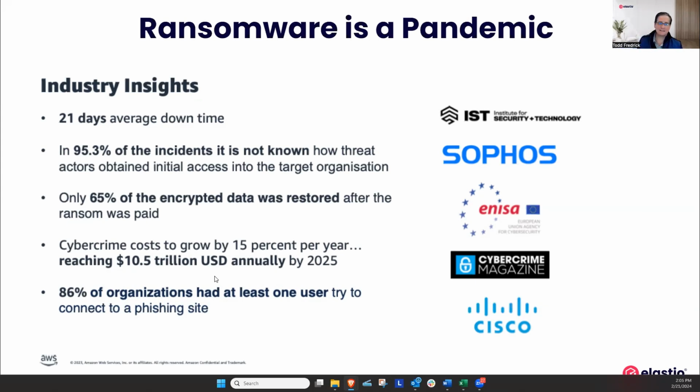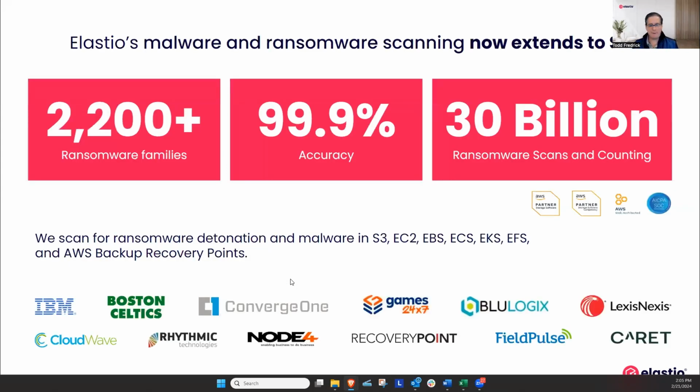At least 86% of organizations have had at least one user try to connect to a phishing site. So again, it continues to be out there. We continue to look for solutions to mitigate the problem. So we're happy at Elastio to announce the extension of our ransomware and malware scanning to AWS S3. Just to give you a little background on what Elastio does from a technology perspective, we reverse engineered over 2,200 families of ransomware, scanning over 10,000 different types of variants of those 2,200 forms of ransomware.